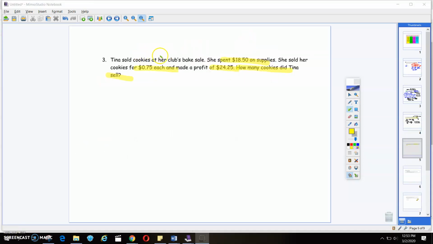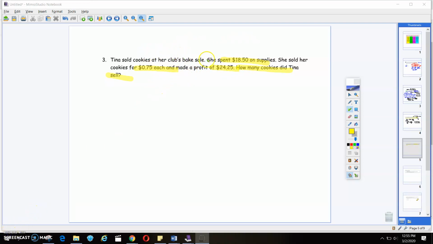So Tina sold cookies at her club's bake sale. She spent $18.50 on supplies. She sold her cookies for 75 cents each and made a profit of $24.25. How many cookies did Tina sell? All you're going to do is write down the important information. You're going to write the equation and go ahead and try to solve it on your own.